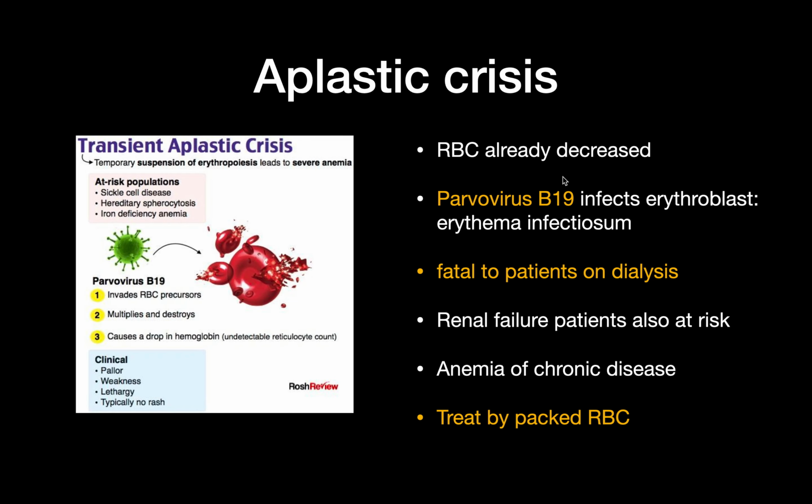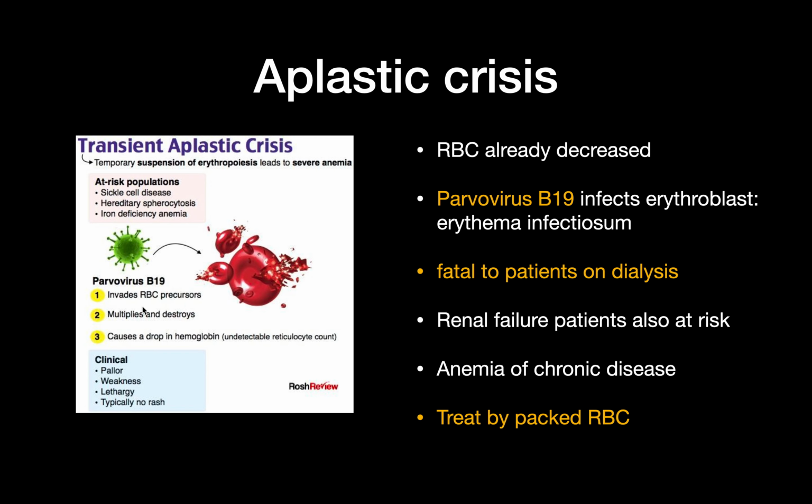Aplastic crisis is due to a parvovirus B19, which infects the erythroblasts. So it's going to prevent the erythroblast from further developing. So it's not going to allow mature red blood cells to go around and do their job. It's fatal to patients on dialysis because the erythroblasts are too large to be passed through the dialysis machine. You treat this by giving the packed red blood cell.